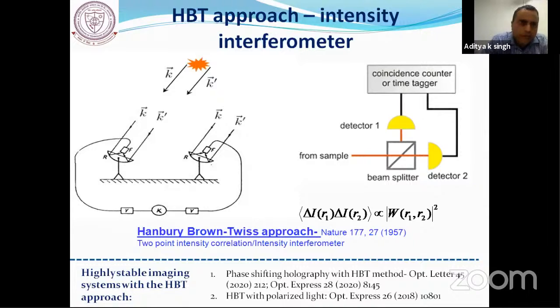So if you're considering the light source here, if you see this figure, and if you detect the light by two detectors and correlate it, the correlation properties of intensity, particularly the intensity correlation, are connected with the second order correlation. When I say intensity correlation, I mean the fourth order correlation. The intensity correlation, which I wrote as delta I R1 into delta I R2 on the left hand side, is nothing but the modulus square of the coherence function.